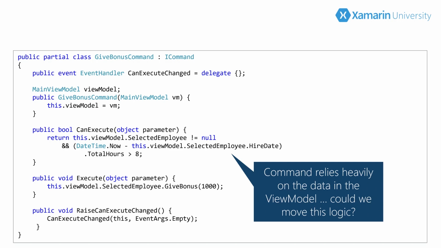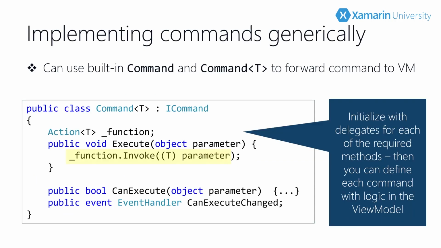So is there a way to move this logic into the ViewModel? Well, one way that we can generalize this code is to use a wrapper that implements ICommand, and it forwards the calls to the Execute and the CanExecute using delegates. This approach is often referred to as a delegate command or a relay command. Xamarin.Forms includes an implementation of this in the Command and the Command of type T patterns.